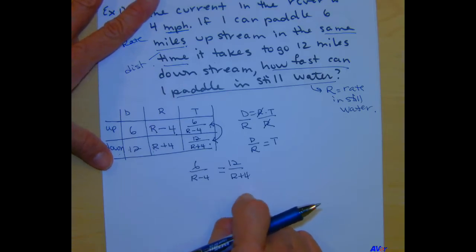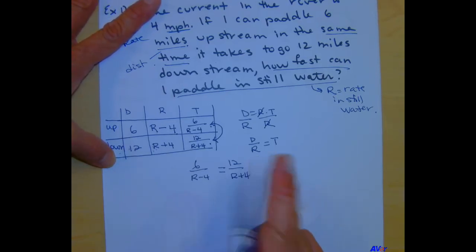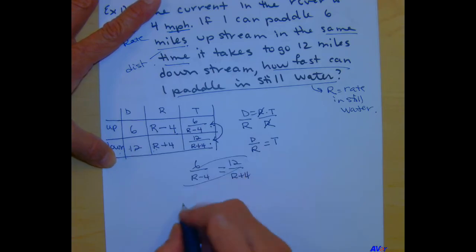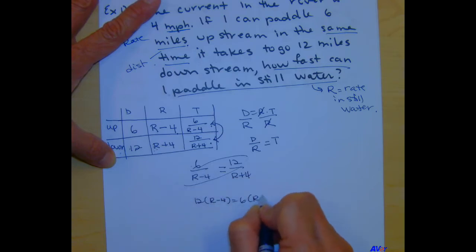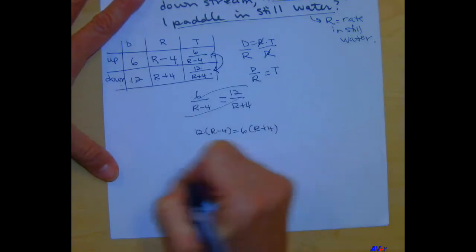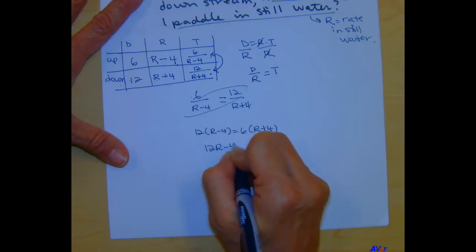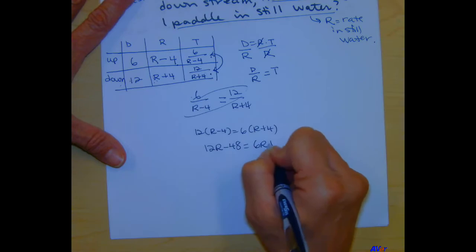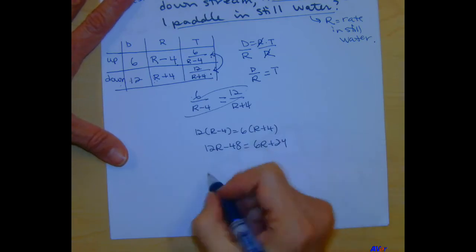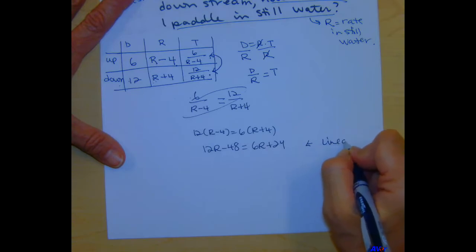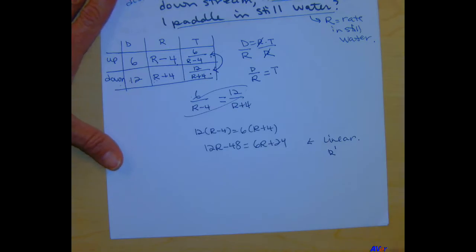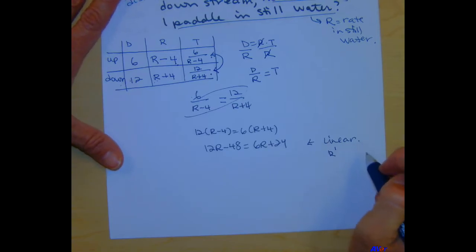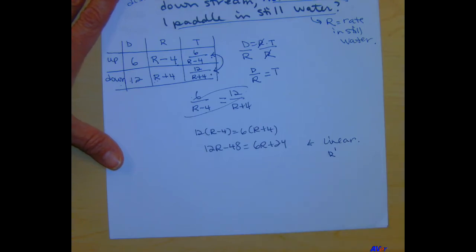So now for this equation, 1 fraction equals 1 fraction. Oh, that's the glory days, right? Now we get to cross multiply. So multiply 12 times r minus 4 and 6 times r plus 4, and distribute: 12r minus 48 equals 6r plus 24. This is a linear equation because my r's are to the first power. I don't have any r squares, so I don't have to worry about factoring. That's good.